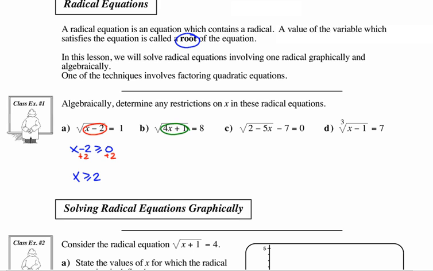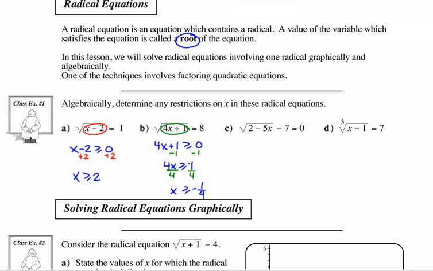So same idea here. A restriction we're going to get from what is underneath the square root. We're going to set that greater than or equal to 0. Then we can solve for x. Minus 1 to both sides, and oh, that's a negative 1. Divide by positive 4. And so x is greater than or equal to negative 1/4.